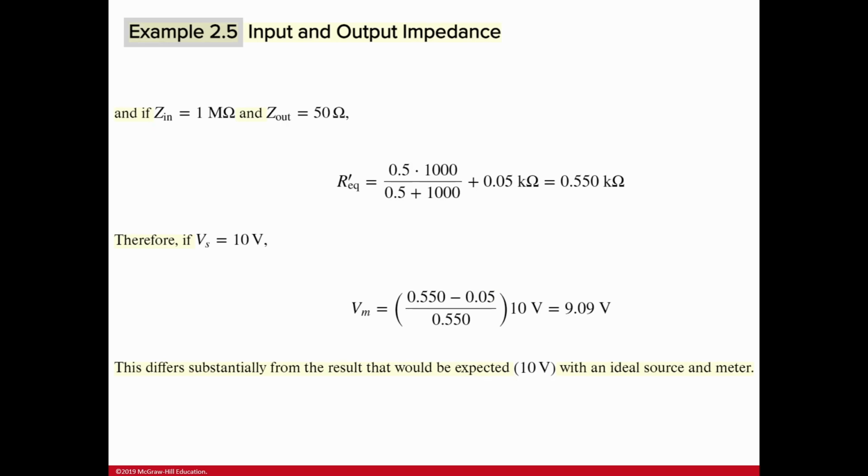Yeah, it's 1 volt different. So it depends on how accurate you need for your circuit. I think the Zout is a little bit too large. Okay, so this just shows you a little bit of difference between the ideal case and the practical case.